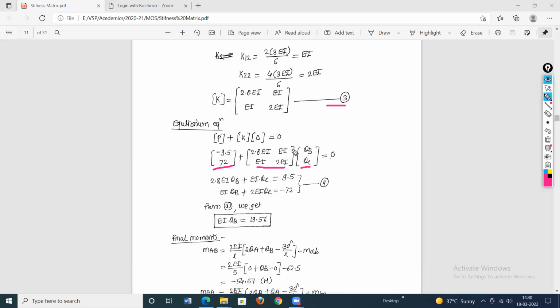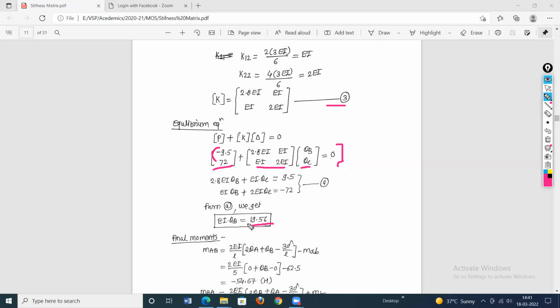Then do the multiplication of K matrix and delta matrix, and take the load part to the right side, and convert the matrix form of the equation into simultaneous equations. So these are the two simultaneous equations in which there are two unknowns, EI into theta B and EI into theta C. Solve these two equations and determine the values of EI theta B and EI theta C. Here one answer is EI theta B equals 19.56. EI theta C is not shown here, but we can determine it easily: substitute this value of EI theta B in either equation, and the slope at point C is easily obtained.